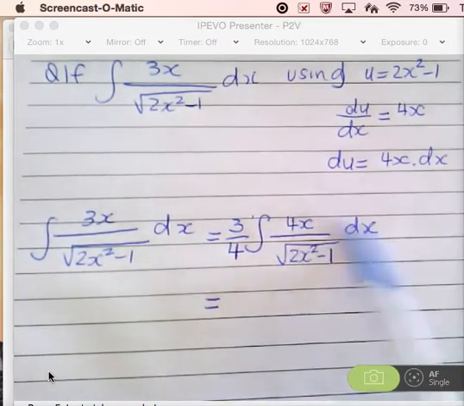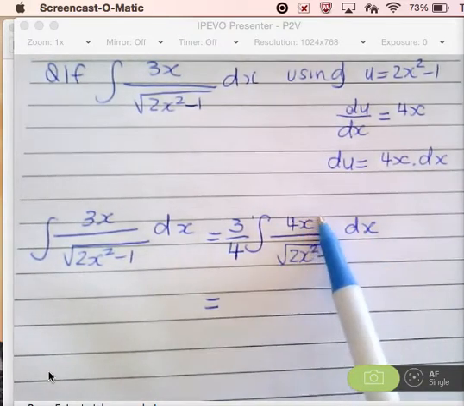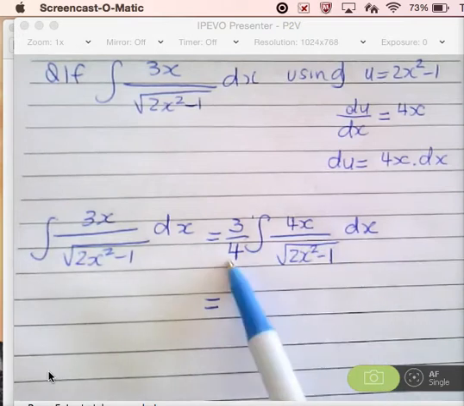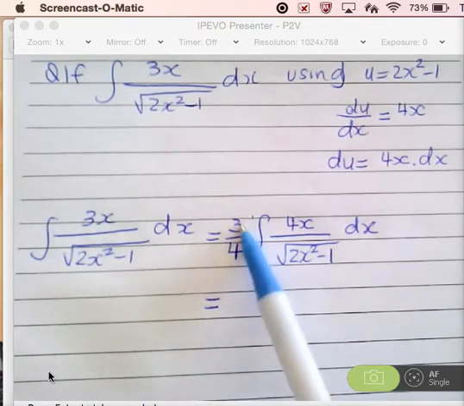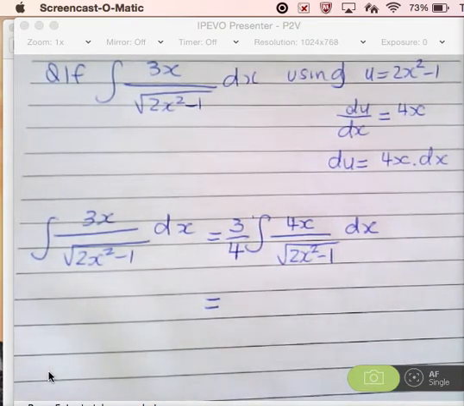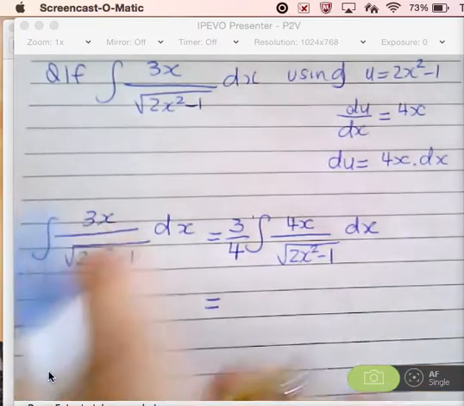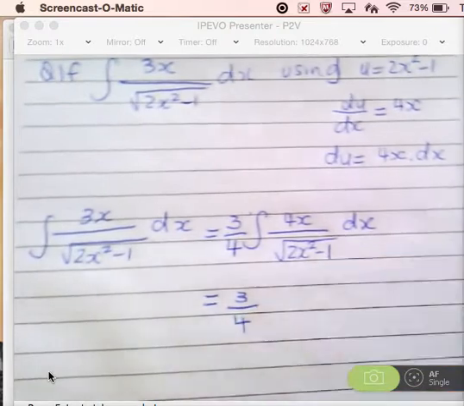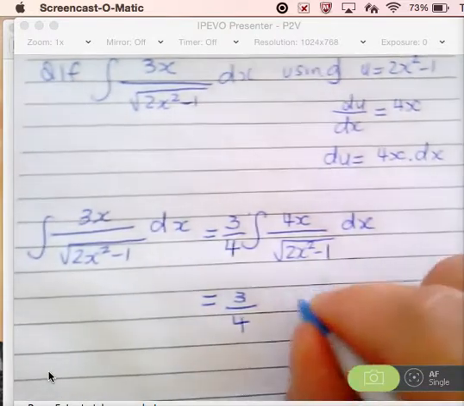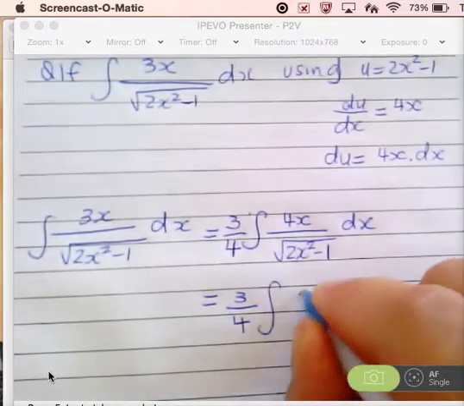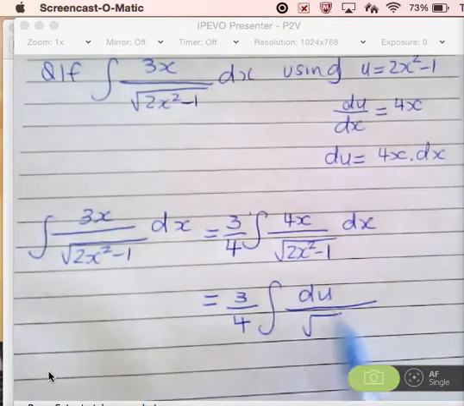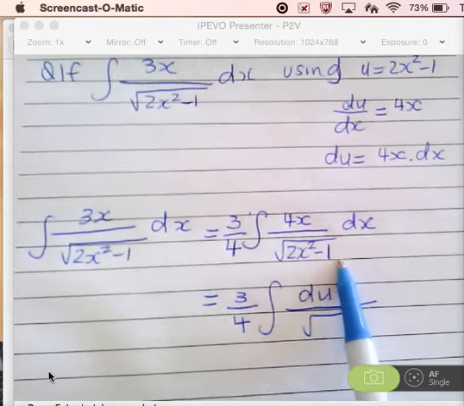All right, so you put the 4x. I don't want it, but that's easy to fix. The 4 at the top cancels with the 4 on the bottom. Numerator 4 and denominator 4 cancel. I want a 3 at the top, just put 1. Because we're saying that equals this, therefore we've got 3/4. What do I replace the 4x dx with? du over the square root of, what's 2x squared minus 1?